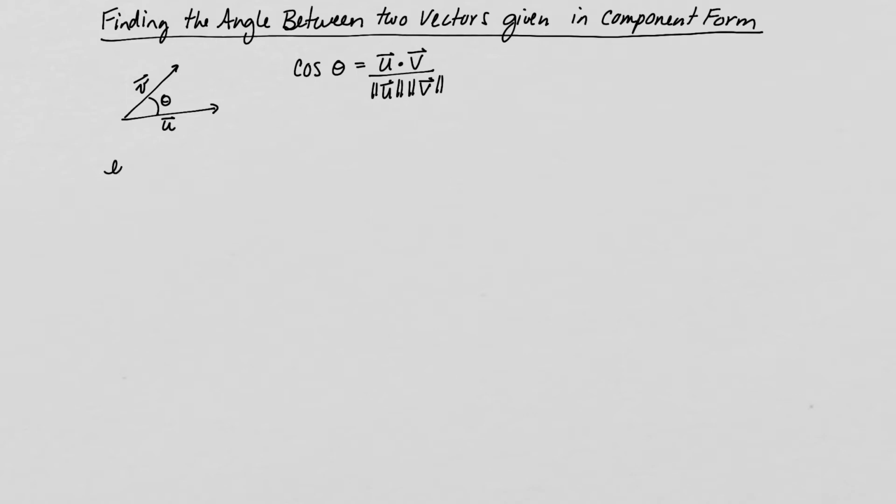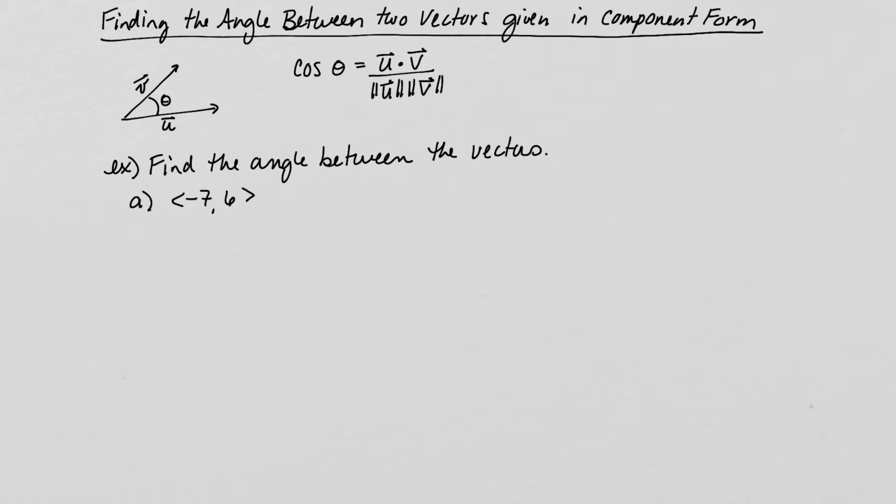So, for example, find the angle between the vectors. So A, we're looking at -7, 6 and -8, -1. Okay, so I need to calculate these different pieces here.